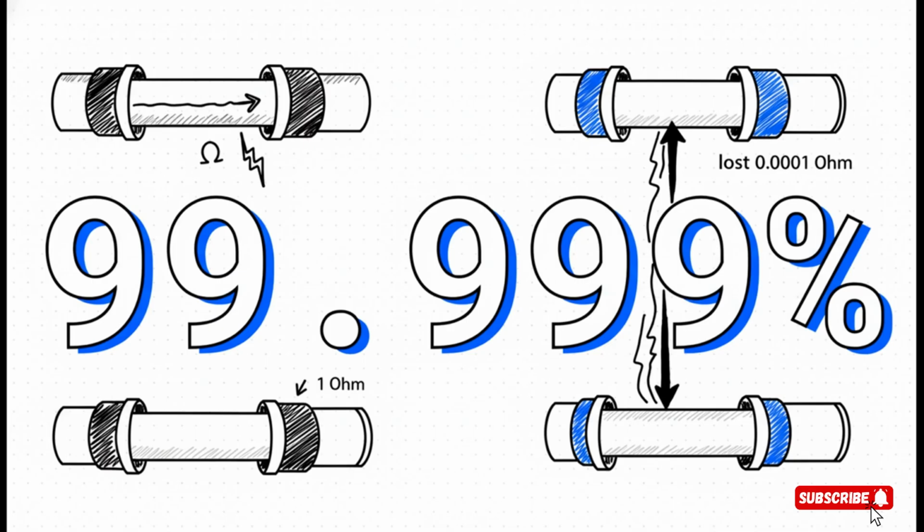A full 99.999% of your protective current is lost. It just zips right through that short and does absolutely nothing to protect the pipe. It means the very structure you're trying to save is getting virtually zero protection.